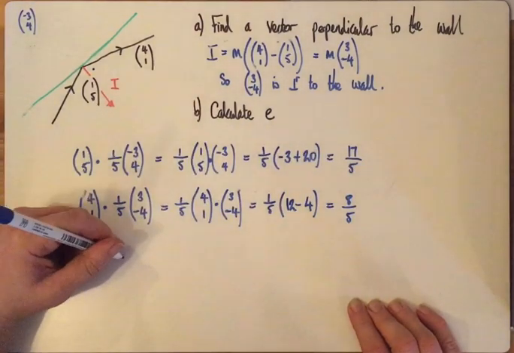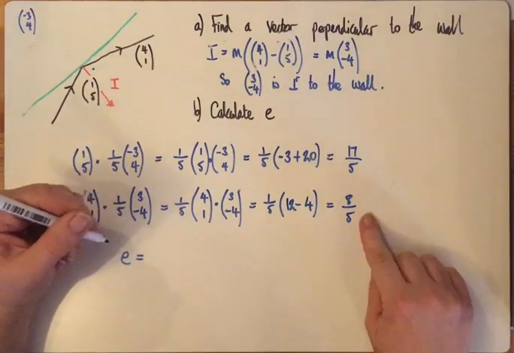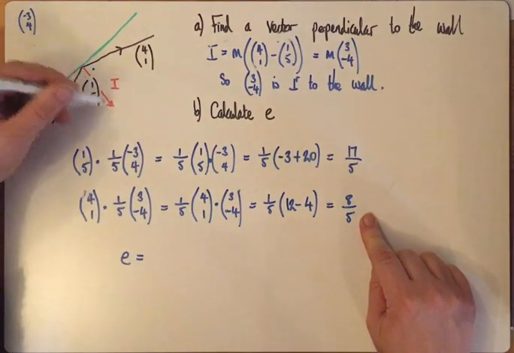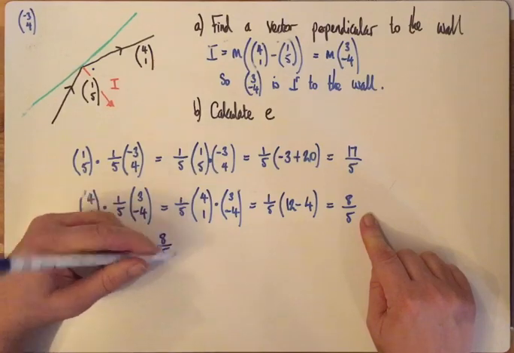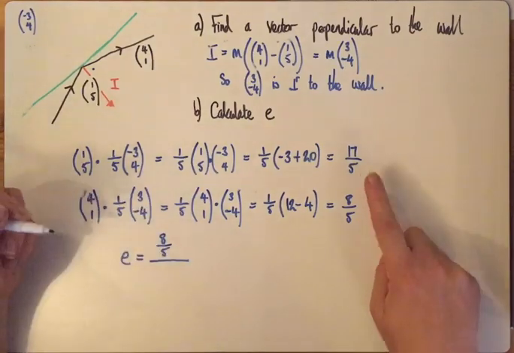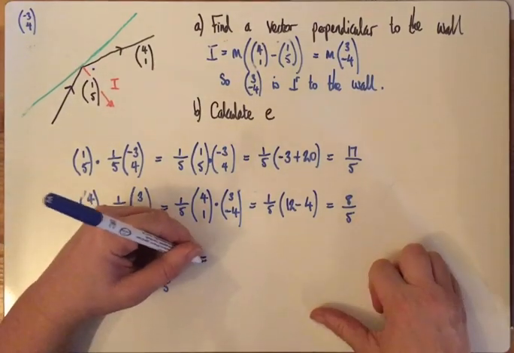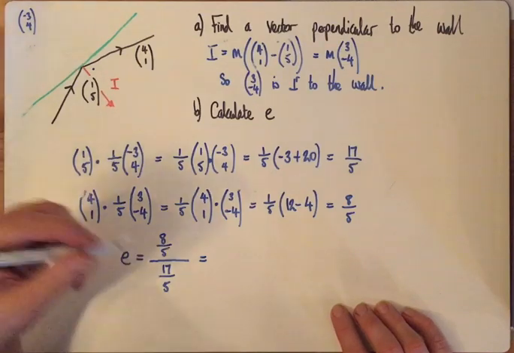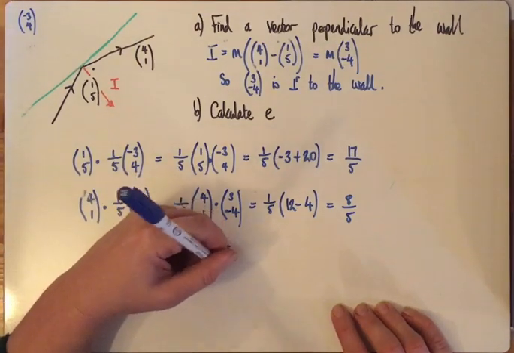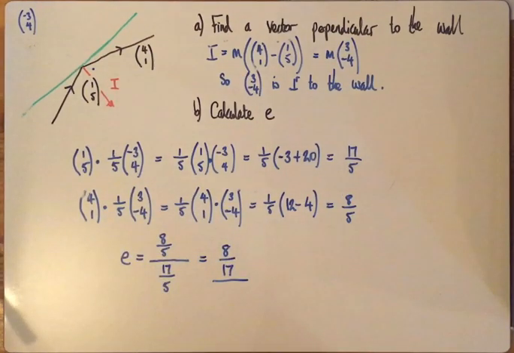And then to calculate e, the separation speed is 8 over 5, acting this way from this vector. And then I divide by the approach speed, and that gives you 8 over 17, like so. They're quite a different method.